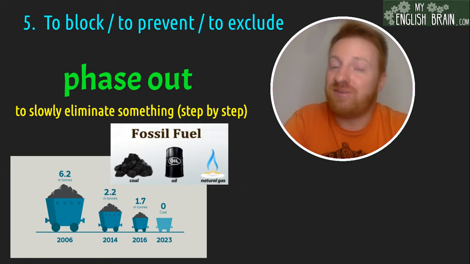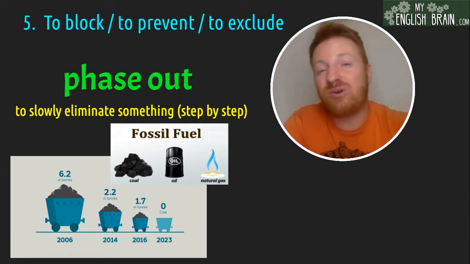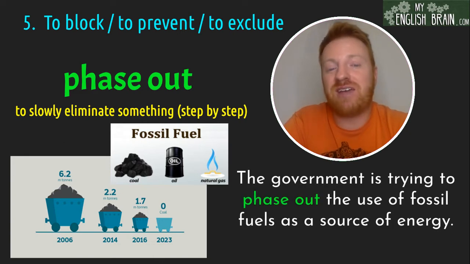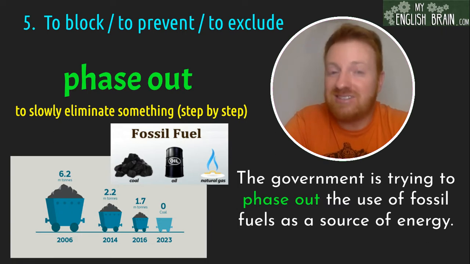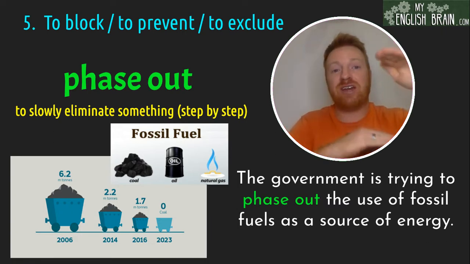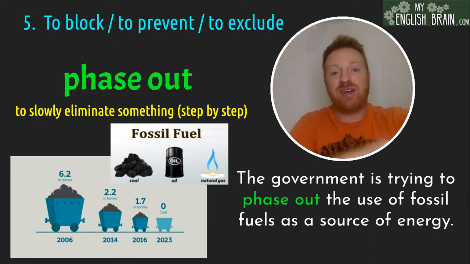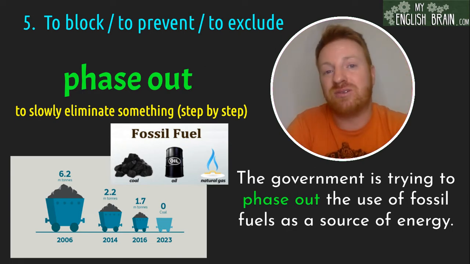Phase out. Phase out means to slowly eliminate something step by step. For example, the government is trying to phase out the use of fossil fuels as a source of energy. This is the idea that every year they are using less and less of fossil fuels. They are phasing out fossil fuels.